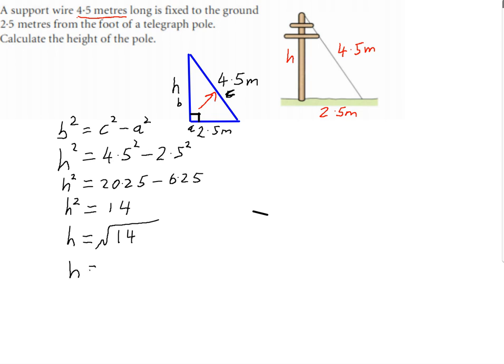And your calculator will tell you that that is 3.741, and then lots of other decimal places. I'm going to round that to 1 decimal place this time. Again, the question doesn't tell us, so I'm just picking 1. So the 4 rounds down, so it stays as 3.7 metres to 1 decimal place. Okay.